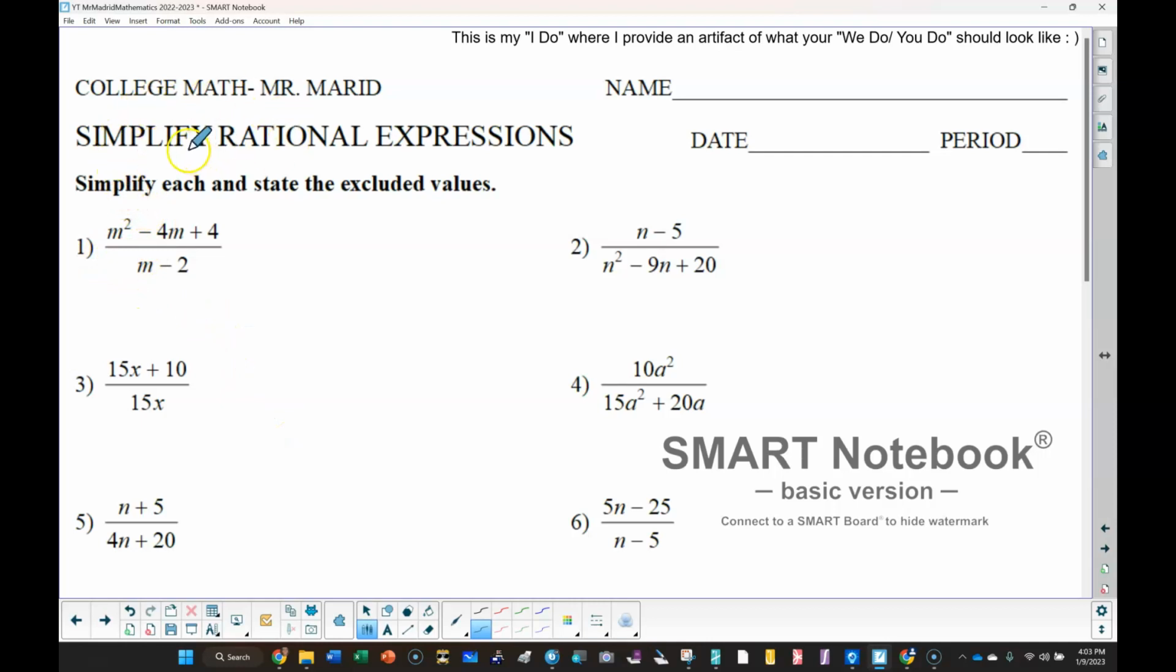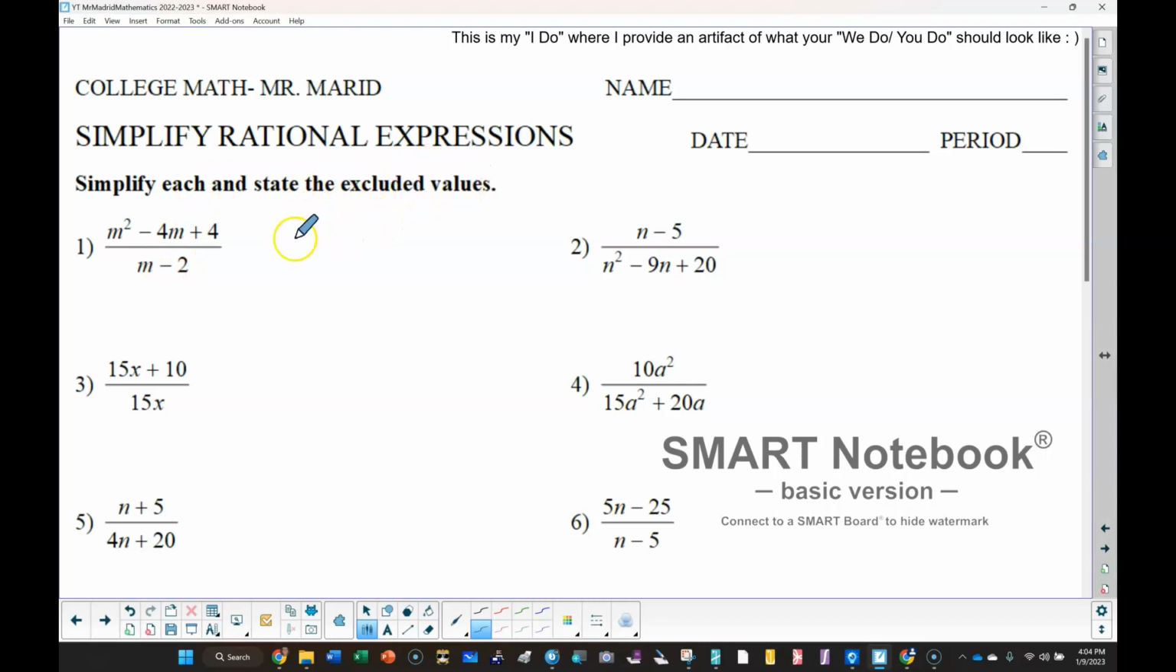Now again, as far as the objective, simplify rational expressions, simplify each and state the excluded values. Apparently they want those two things. So this might take us 2 days, but it's very valuable because it brings up your algebra skills. So let's look at this first one. Simplify, make it simpler, and state the excluded values.